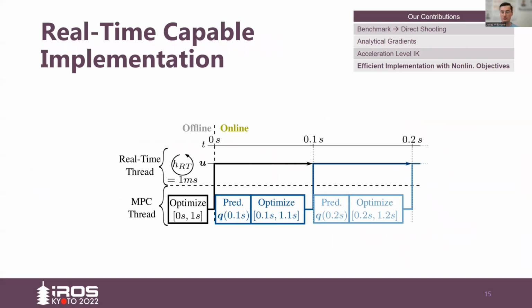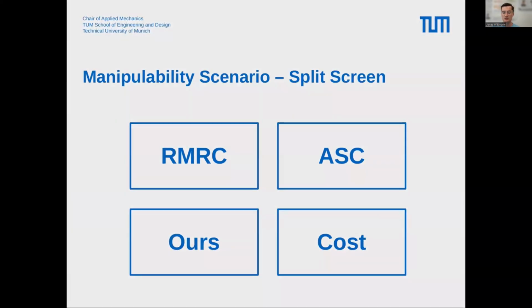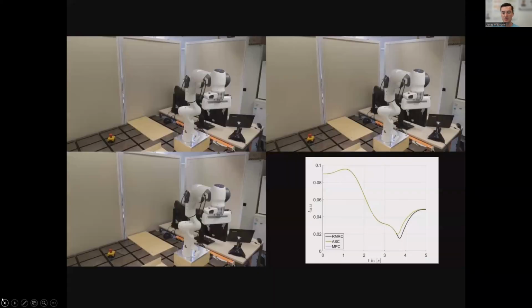The low-level control of our Franka Emika robot runs at 1 kHz. The MPC horizons cannot be solved at this rate. Instead of simplifying the MPC problem, we use a multi-threaded implementation. Besides the real-time thread, we have a parallel MPC thread that runs at 10 Hz and that solves MPC horizons of 1 second. This video shows the real-time capability of our approach.